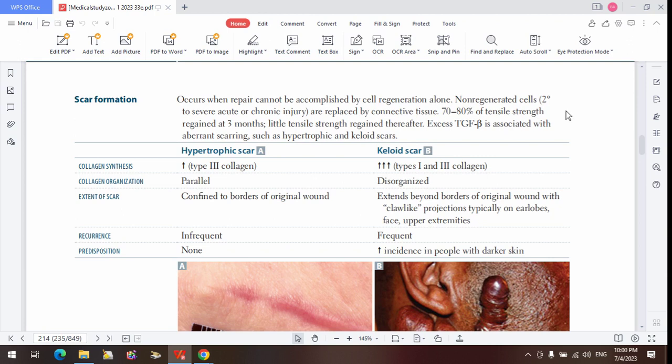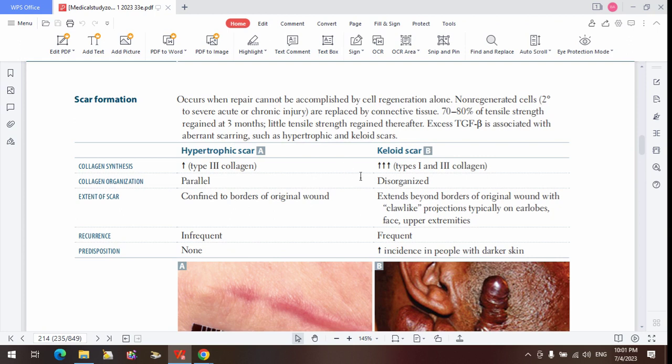So just like we said here, non-regenerated cells secondary to severe acute or chronic injury are replaced by connective tissue, which is a scar. 70 to 80% of the tensile strength will be regained after 3 months. So after 3 months, you have abundance of collagen type 1. Then afterwards, little tensile strength will be gained.